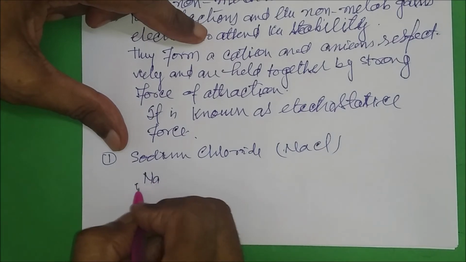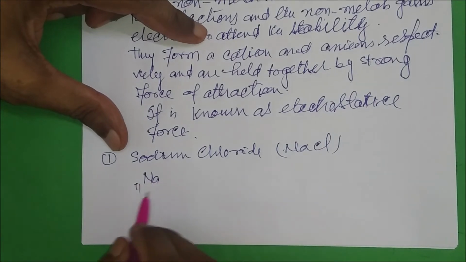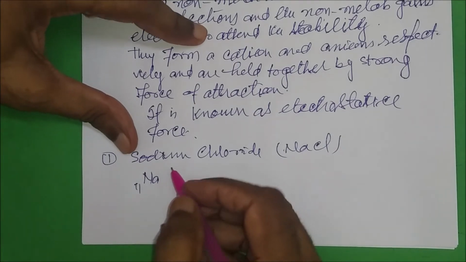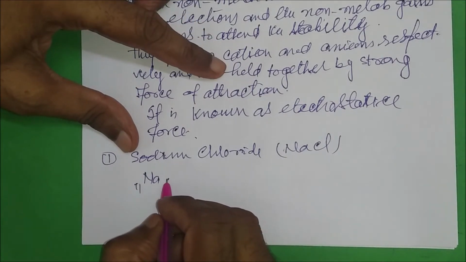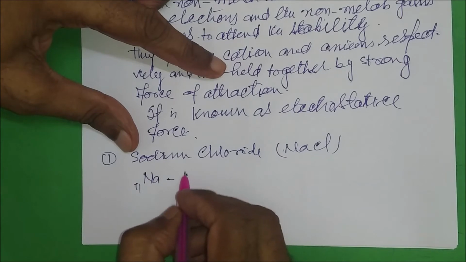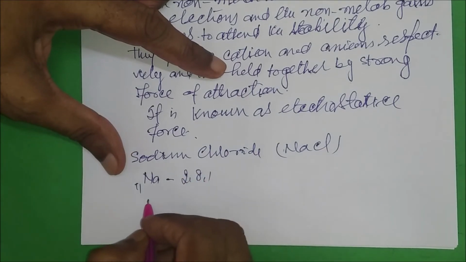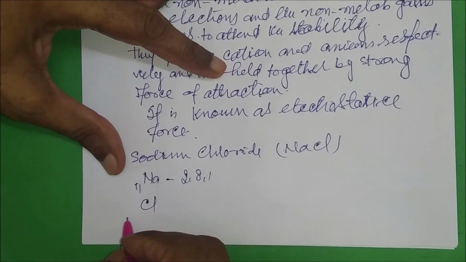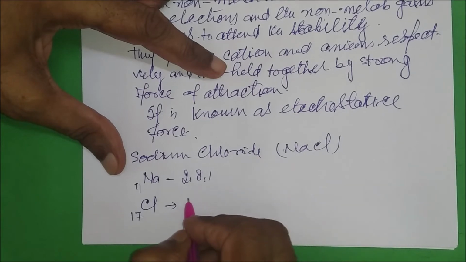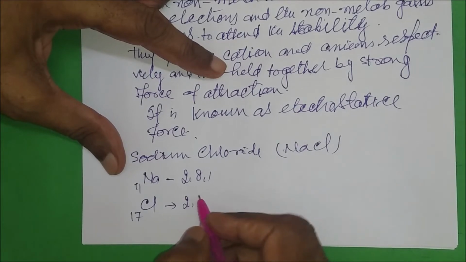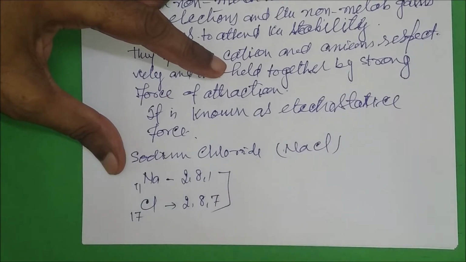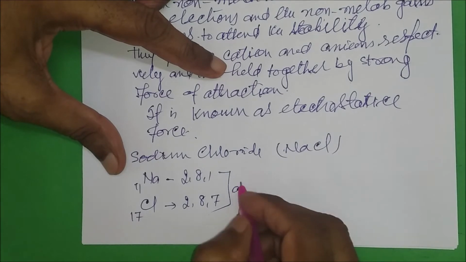You know sodium: what is the atomic number of sodium? It is 11. So what will the electronic configuration be? It will be 2, 8 and 1. Like chlorine: what is the atomic number of chlorine? It is 17, that you know. So it will be 2, 8 and 7. These are the atoms.